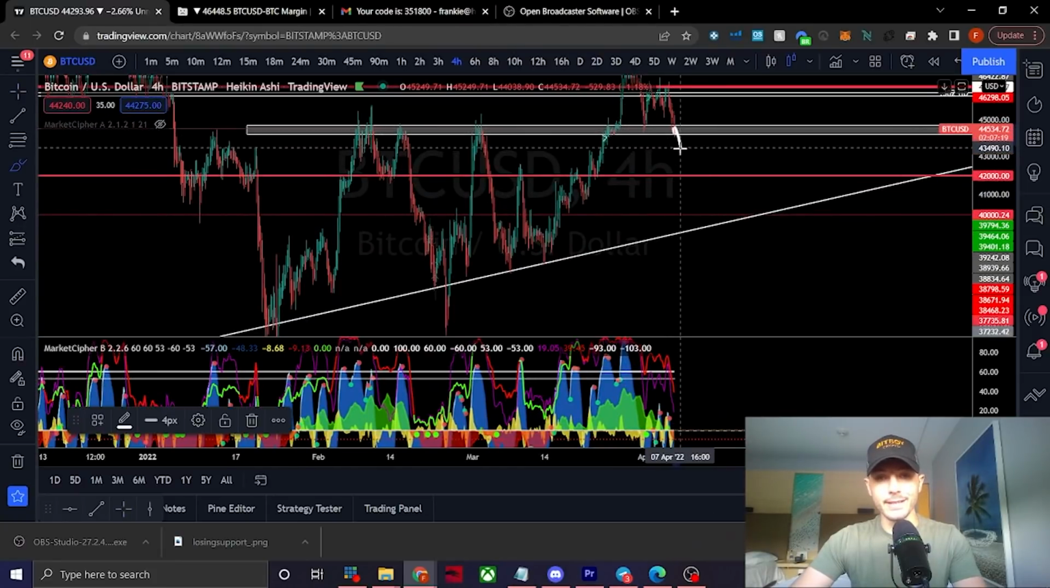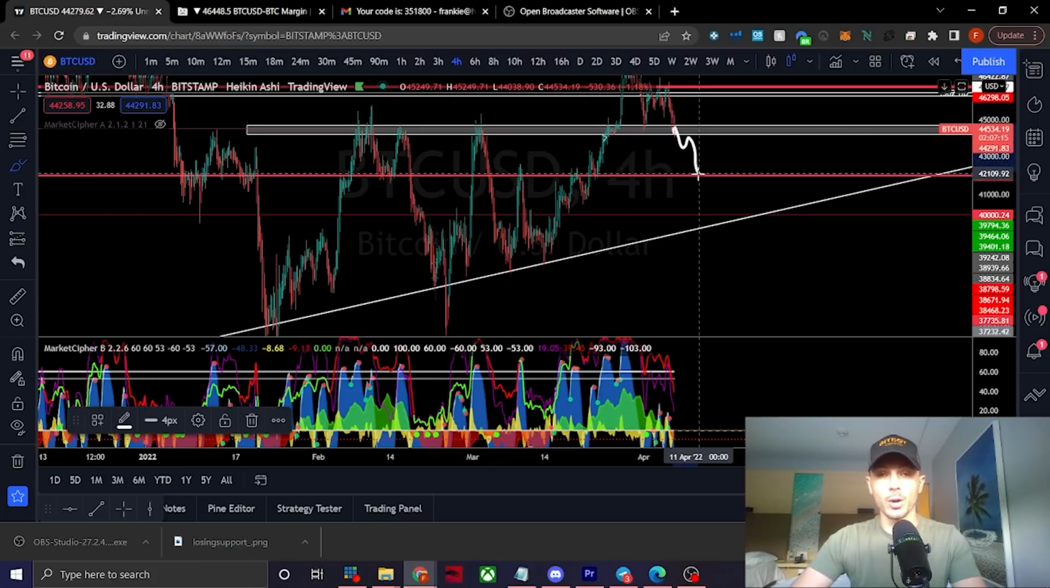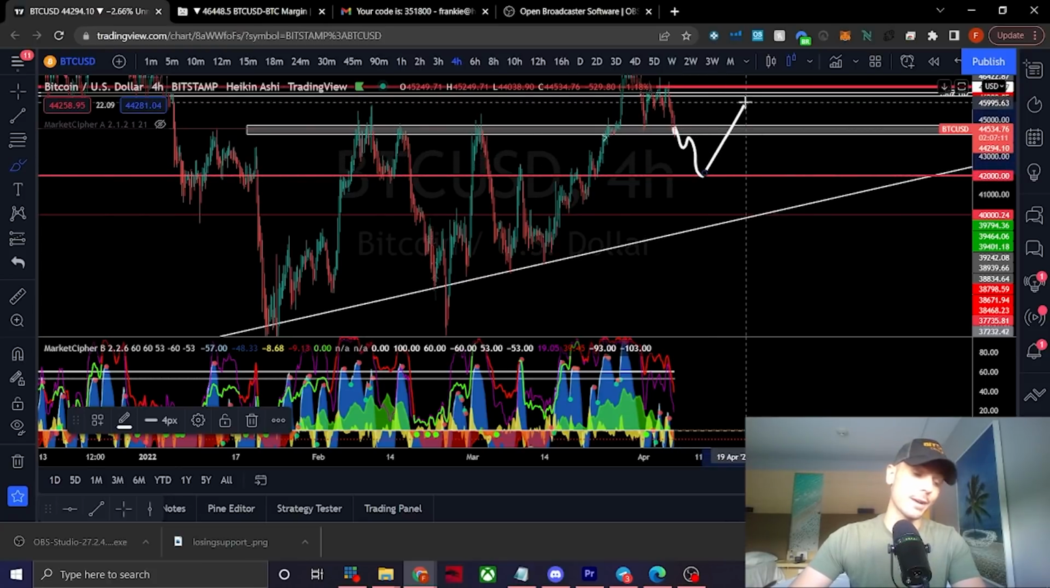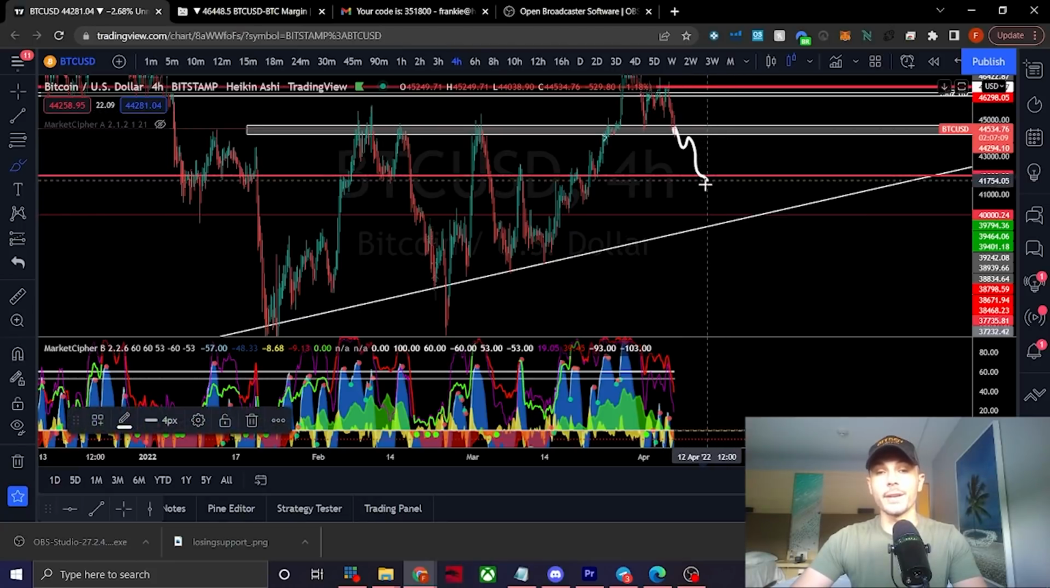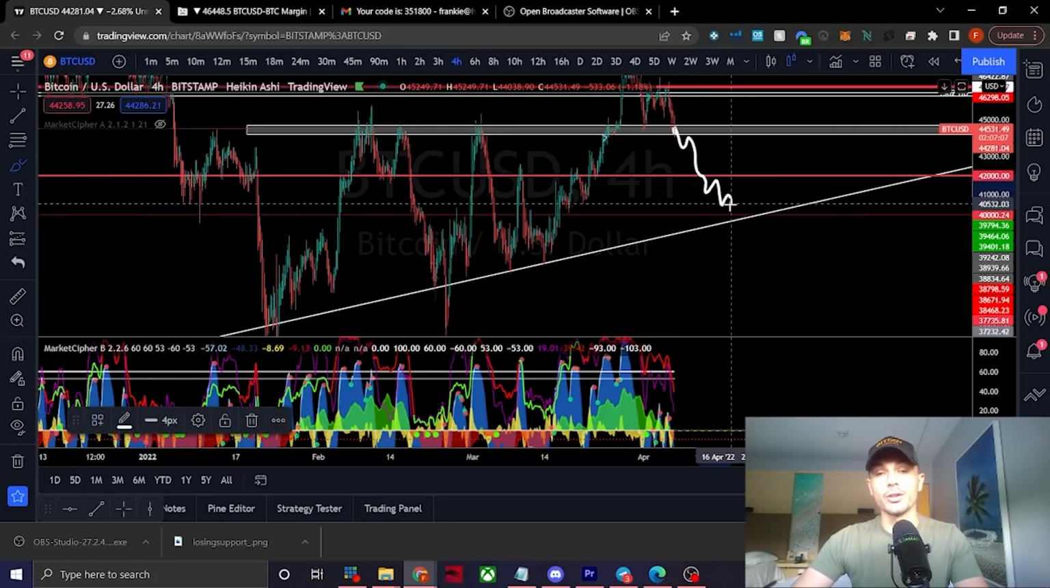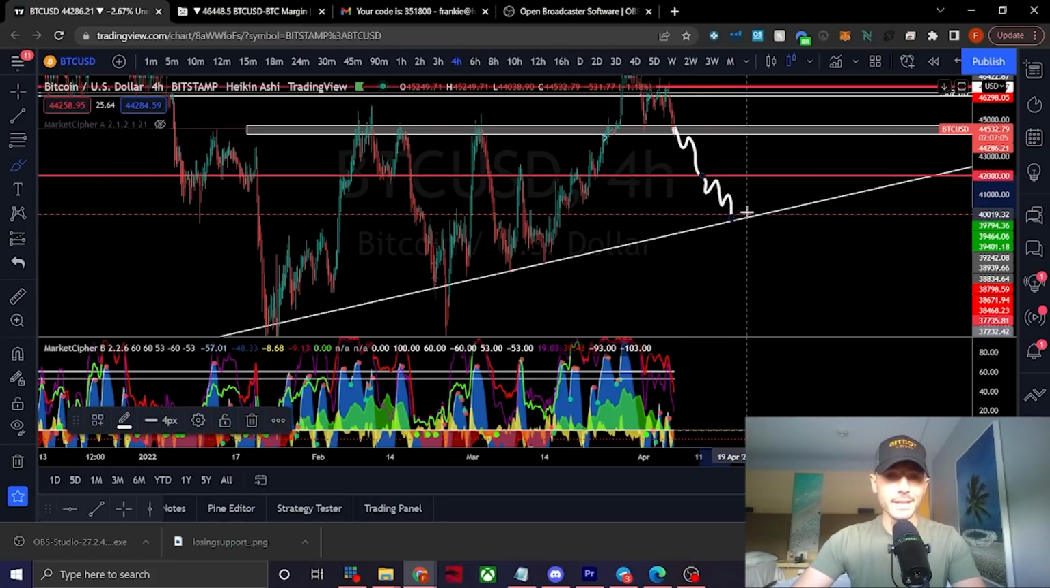We break into the ascending triangle. Maybe we come up to backtest this as resistance, and we start to work our way maybe at 42. Obviously, hopefully we can get a bounce back out at this point, but there is a chance that we could come all the way back down to the bottom of this ascending triangle.